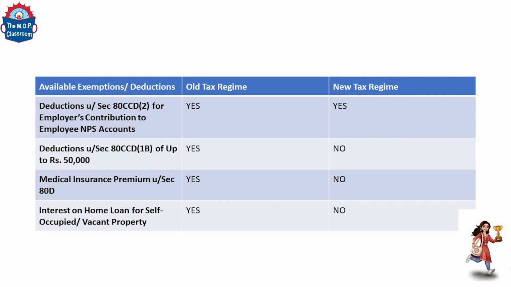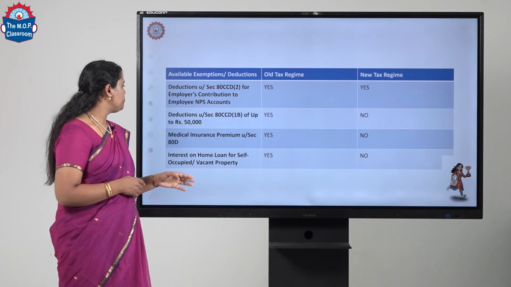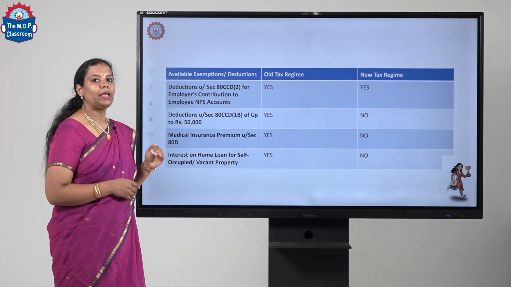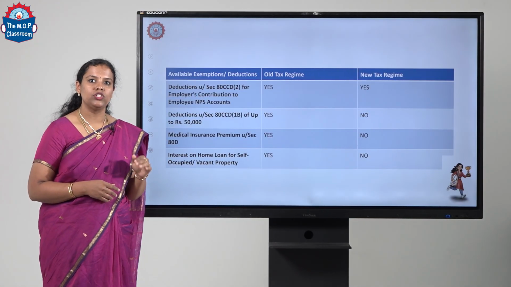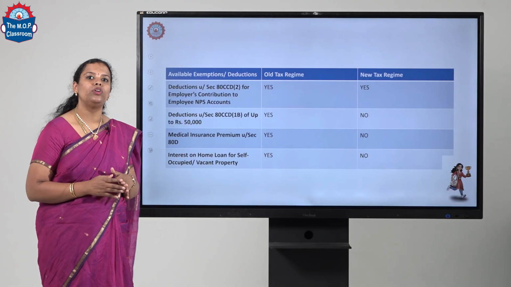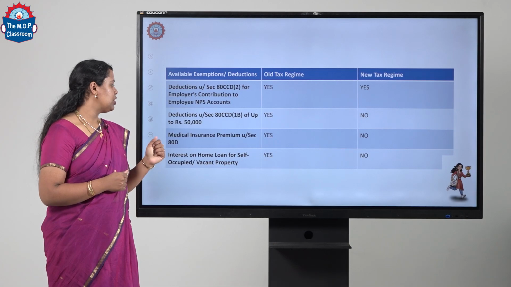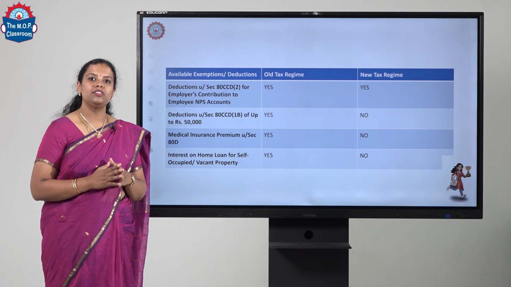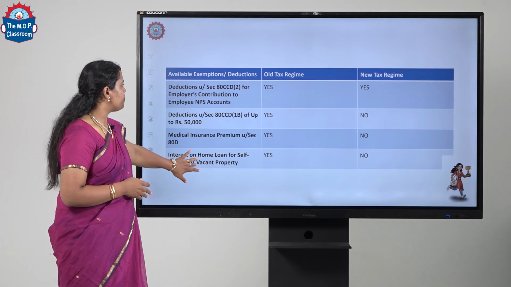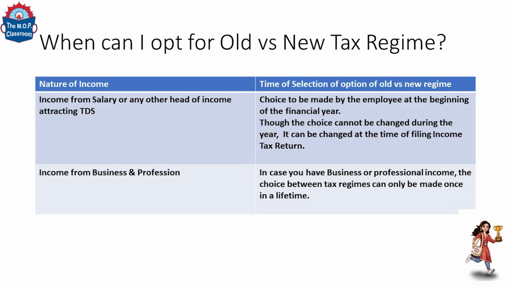The other part, the employer's contribution to the employee's NPS account, is available in both the regimes. Deduction under 80CCD(1B) up to 50,000 is available only in the old regime. Medical insurance claim, which is the primary part of most of the middle class individuals in India, was available only in the old tax regime but not in the new one. Last one, the interest on the home loan for the self-occupied property is not available under the new tax regime. So in this case, how are you going to take the decision based on what is better for you in terms of the old tax or the new tax regime?